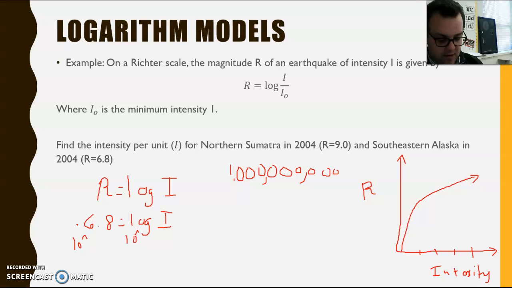And we're going to get, if I'm rounding here, 6, 3, 0, 9, 5, 7, 3. Okay? So the intensity of that one was about 6 million as compared to 1 billion for the other one. Okay? And you can see that's a huge difference, and that's the reason why that Sumatra earthquake actually caused a lot of destruction. We don't really talk about this one in Alaska all that often.